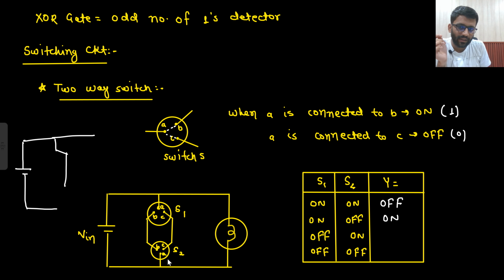A is connected to C. And A is connected to B. S2 is on, which means A is connected to B.